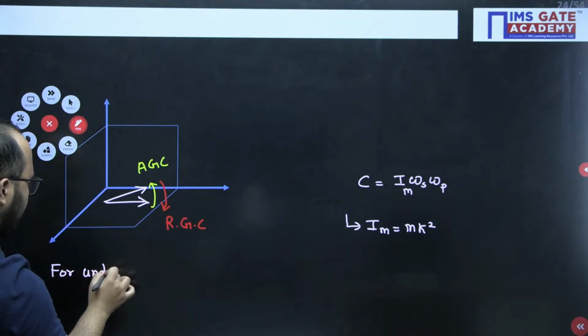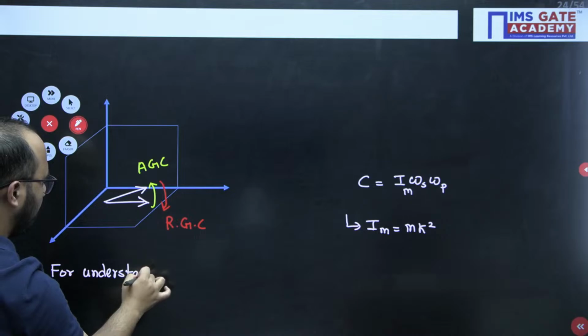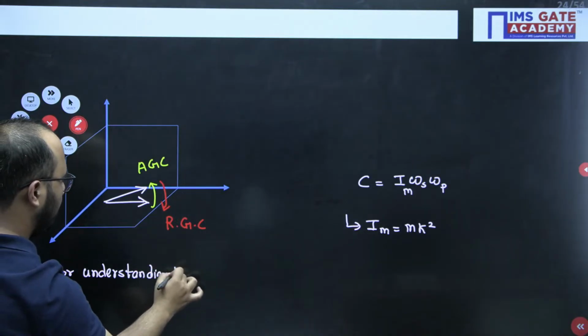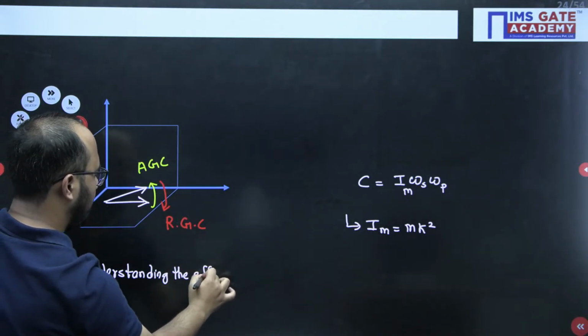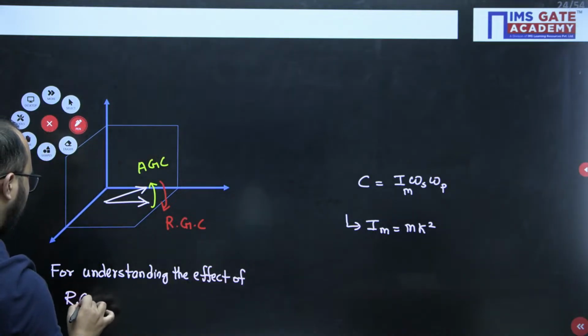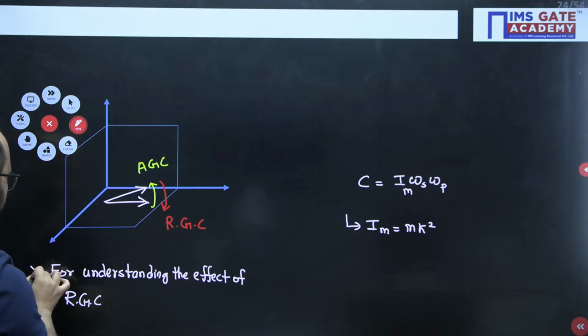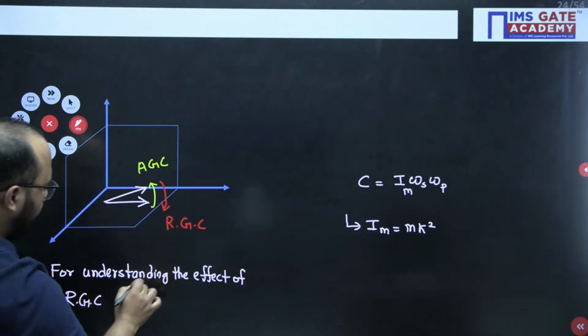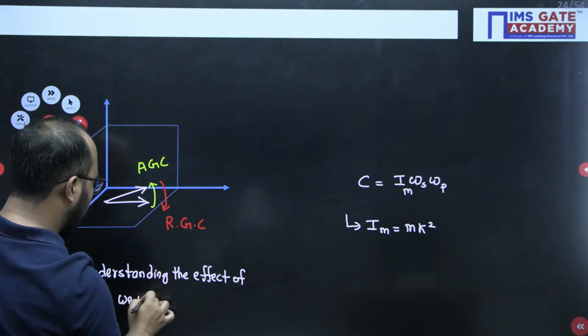For understanding the effect of RGC, we will use the right hand thumb rule.